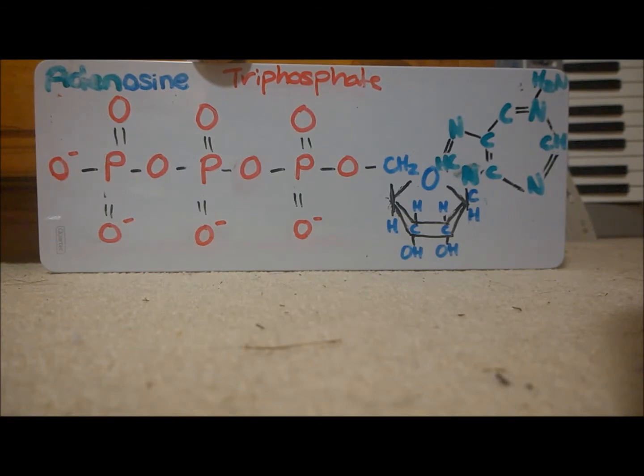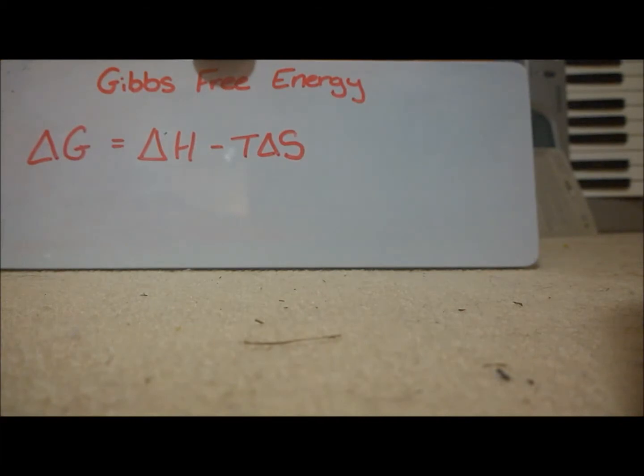ATP hydrolysis is quite simply when ATP combines with water. This produces ADP, adenosine diphosphate, H+, and 1 inorganic phosphate. In order to fully explain why ATP is a high-energy molecule, I must first explain the concept of Gibbs free energy. This is an equation which calculates the total amount of energy available to a system.